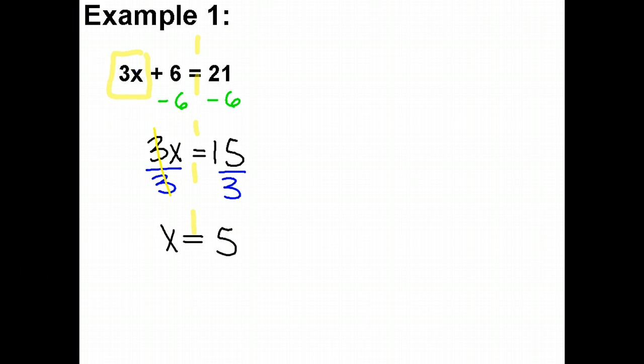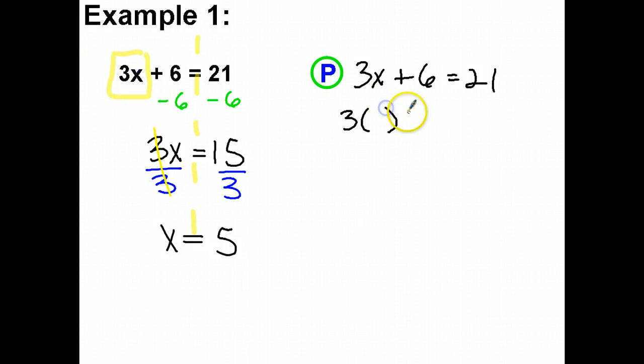Now, don't forget that every time we find an answer, we need to make sure we do a proof. So there's my proof symbol, and we rewrite our original equation: 3x plus 6 equals 21. Then, just like we did with our single-step equations that we were working on in 2.5 and 2.6, after I've written down my original equation, I simply substitute in the value that I found. This time around, we found that x equaled 5, so we substitute in 5.